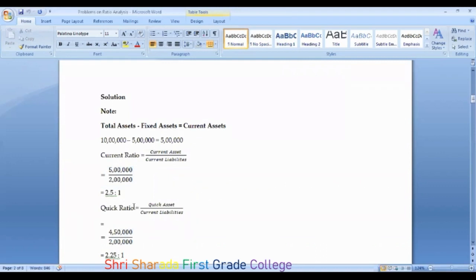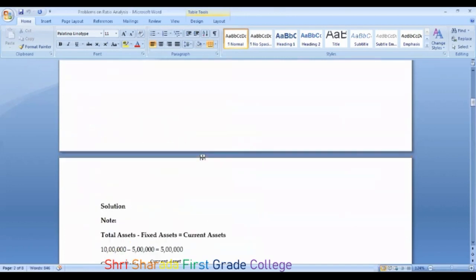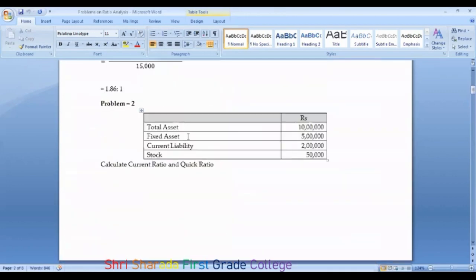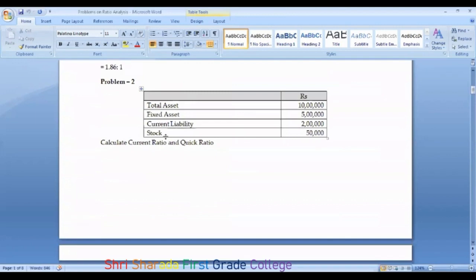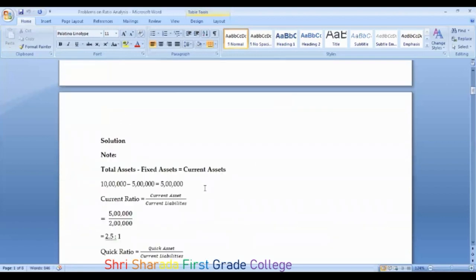Okay. So now the quick ratio. Quick ratio includes all the assets, that is current assets, except the stock. Here, the total assets is 10 lakhs. Out of 10 lakhs, 5 lakhs goes for the fixed assets. Out of that, 50,000 goes for the stock, which means the current assets include 5 lakh, and in the 5 lakh itself the stock of 50,000 is included. So which gives you 5 lakhs together.